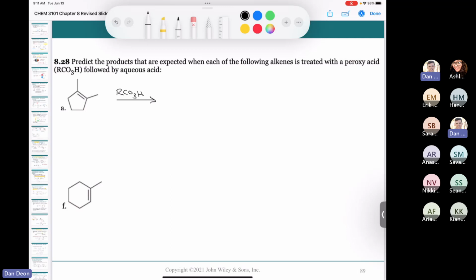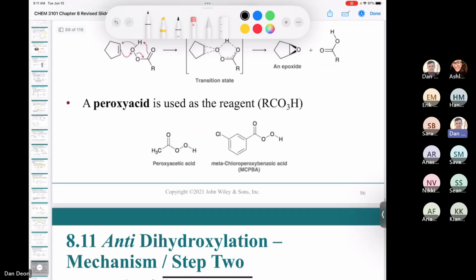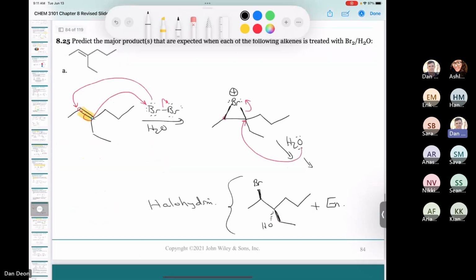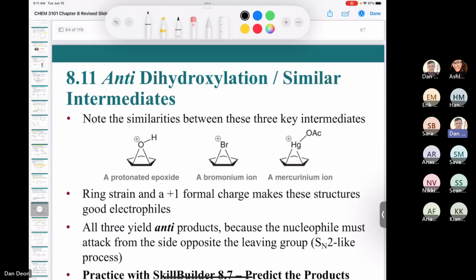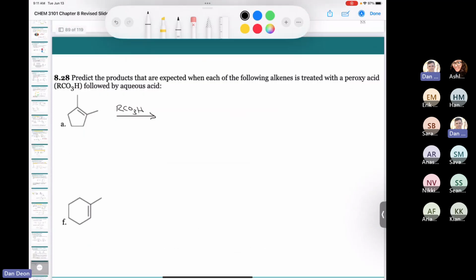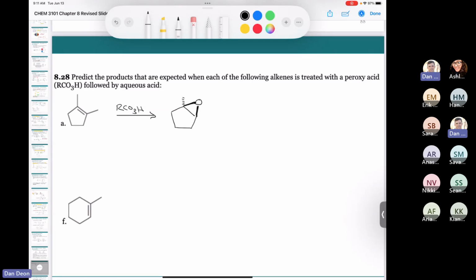Remember, I told you don't have to know the mechanism for this reaction. All right, so we're going to form the epoxide. So let's draw the epoxide. So here's our 5-membered ring. We're going to draw the epoxide. It's only going to be on one face of the molecule, right? Because it's a 3-membered ring, so that means the 2 methyl groups are going to be going down like this.